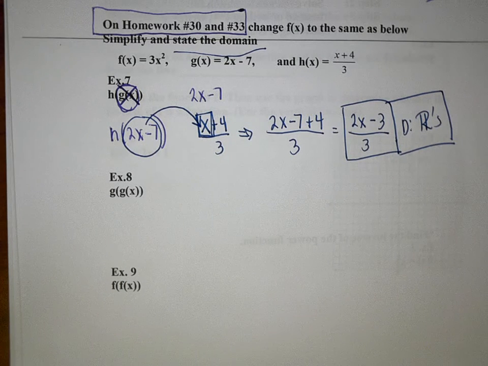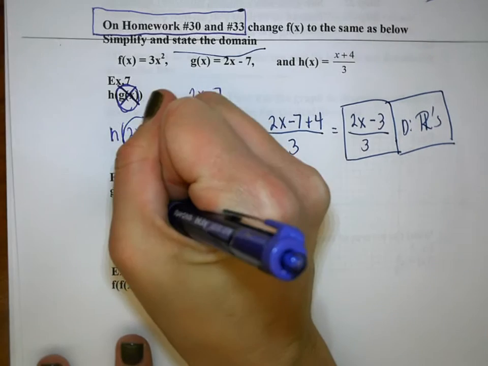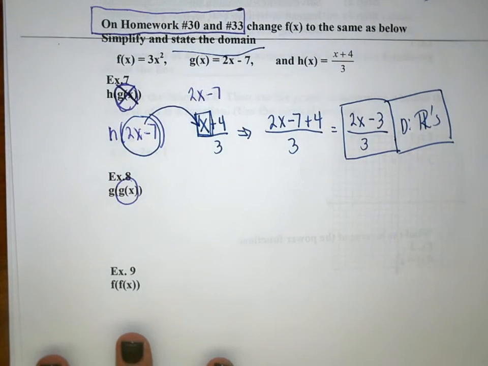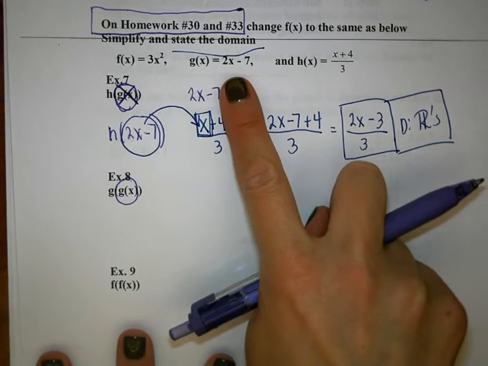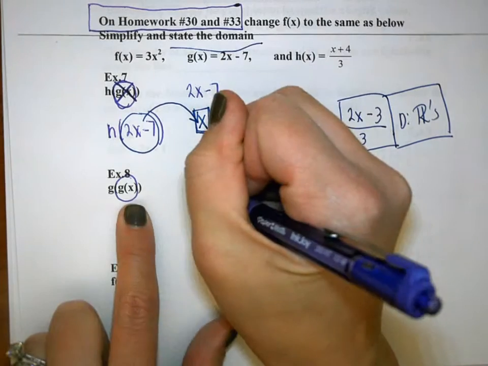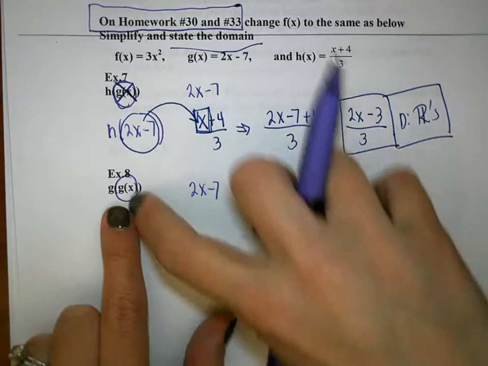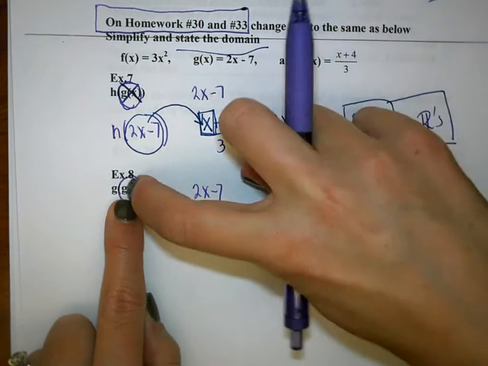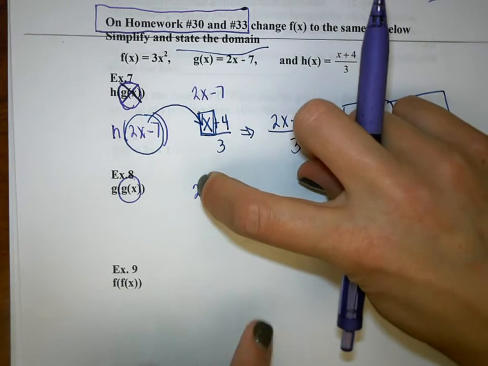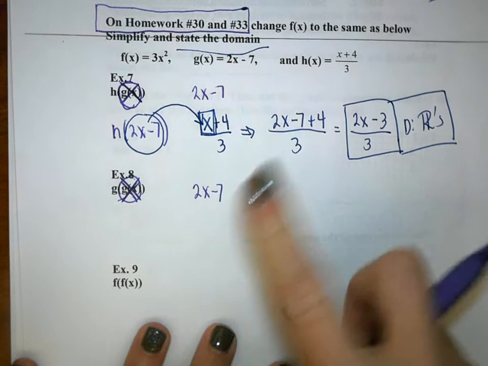Okay. Let's try example 8. So again, on example 8, we go to our innermost parentheses, which is g of x. So I go to my g of x equation, which is 2x minus 7, and I write that down. So we have 2x minus 7. If we were substituting x in right here, it doesn't change. It stays an x. So g of x, this goes away because I know that g of x is 2x minus 7.